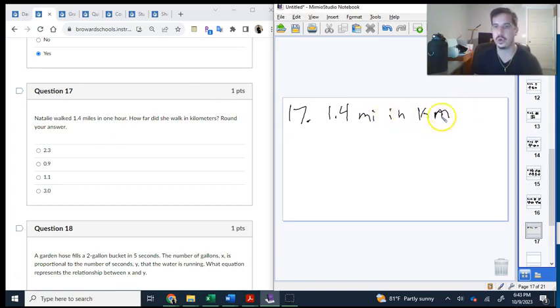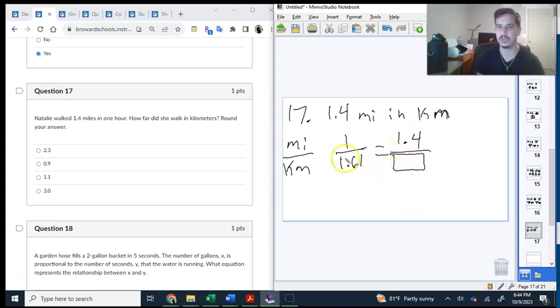Okay, so if I am correct, we'll do the bat and ball method. So we'll go miles to kilometers. 1 mile is 1.61 kilometers. So that equals 1.4 over the answer. So bat and ball method. Let's get our bat and our ball.